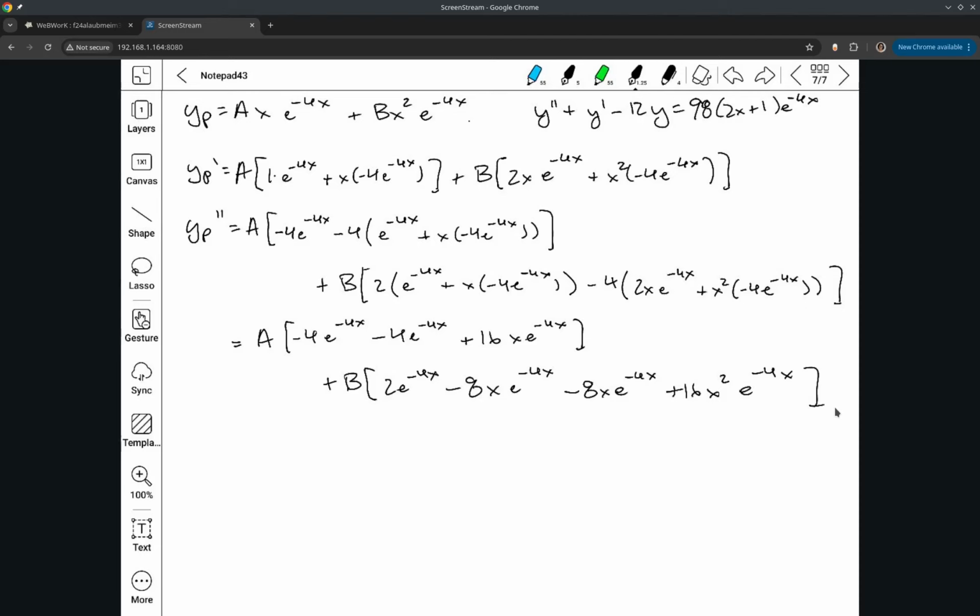All right. So I've got combining terms inside, minus 8 e to minus 4x plus 16x e to minus 4x plus b times 2 e to minus 4x minus 16x e to minus 4x plus 16x squared e to minus 4x.